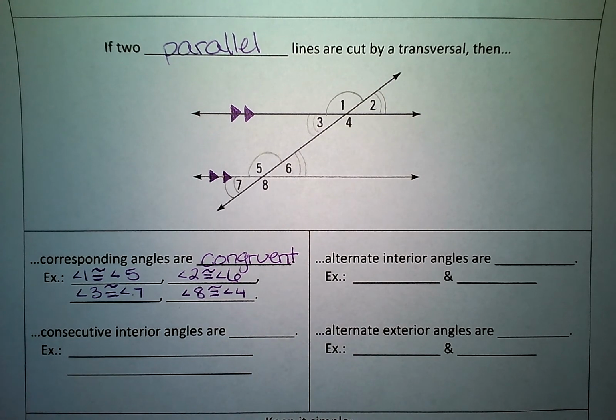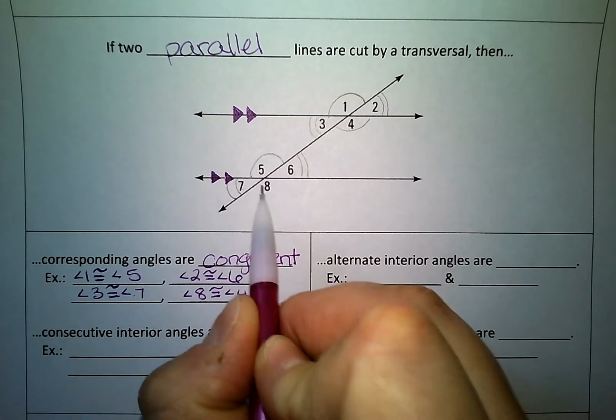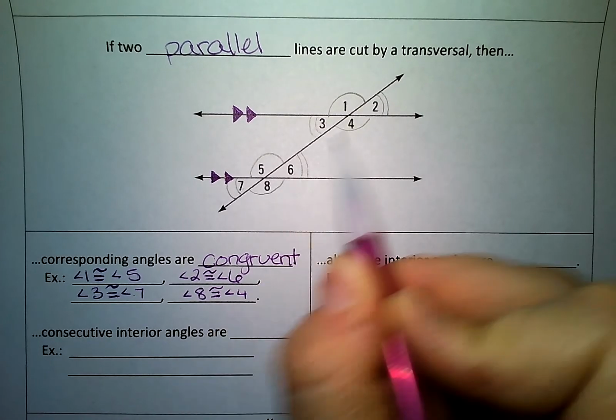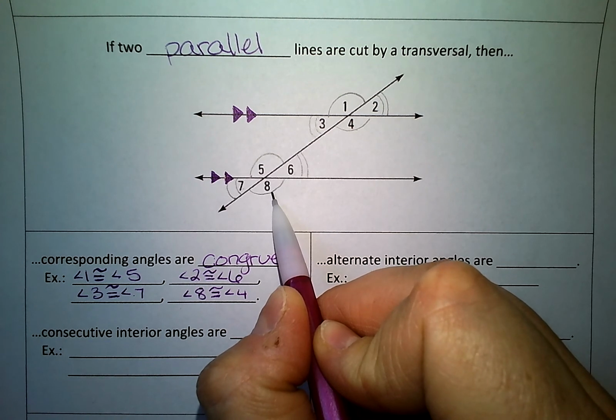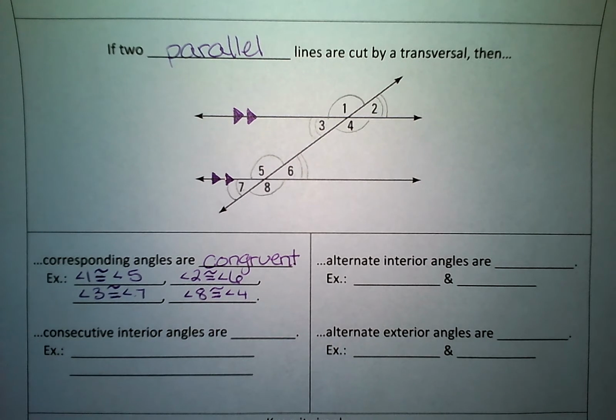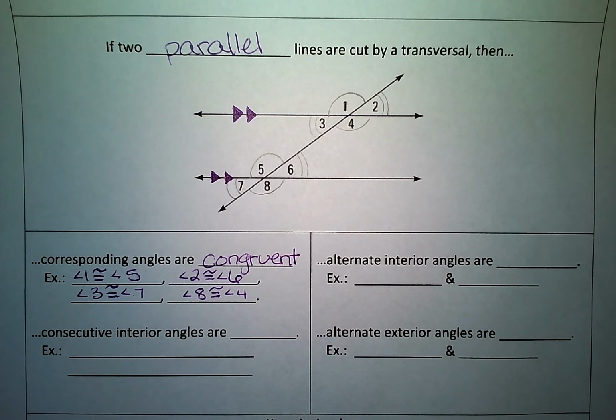The same can be said for the obtuse angles in this picture. Angle 1 is vertical to angle 4. Angle 5 is vertical to angle 8. Angle 4 and angle 8 are a corresponding pair of angles. They're both on the bottom right side of their hub of angles. Now every obtuse angle in this picture is congruent.